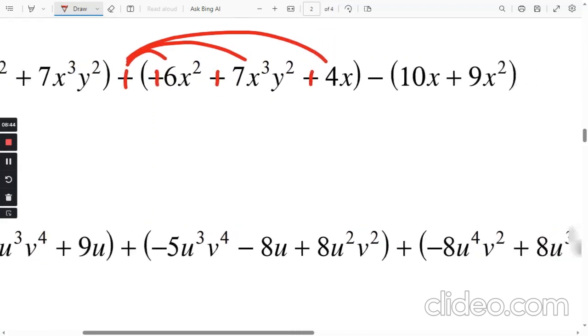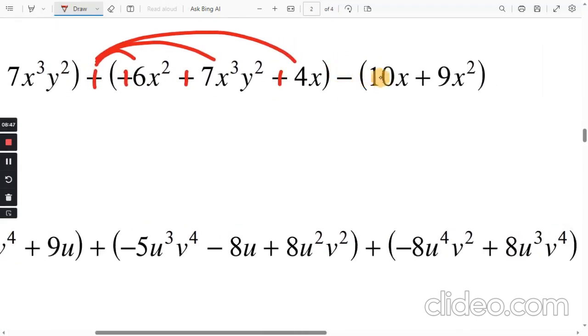All right, and same thing here, distributing this negative. Positive 10x becomes negative 10x. Positive 9x squared becomes negative 9x squared. Okay, and I'll make this positive. So I distributed that negative as well.